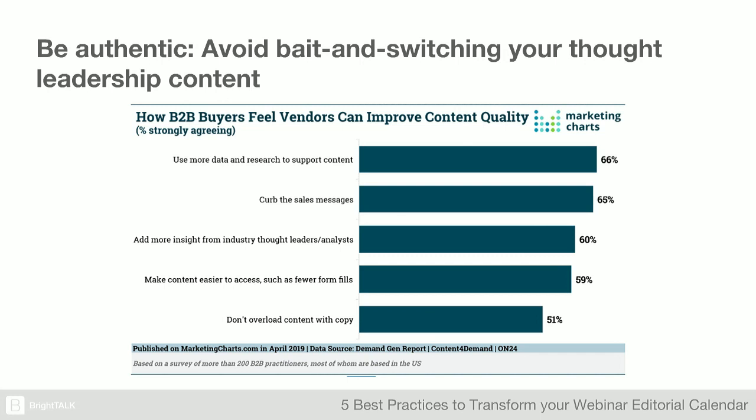If you position your content as thought leadership, drive hundreds of people, but they thought they were going to get insights, and you gave them a demo, it counters the impact you're trying to have.